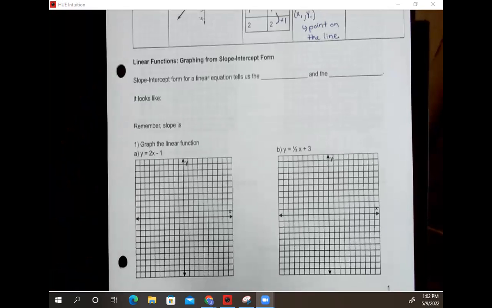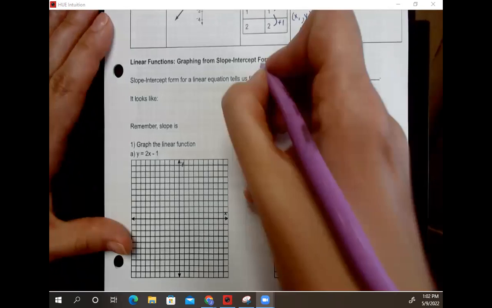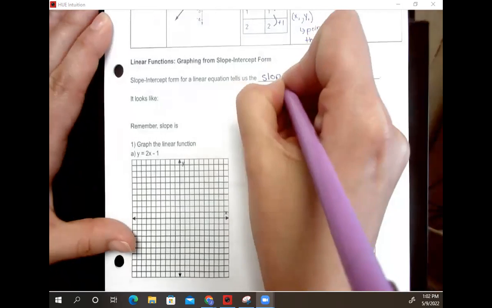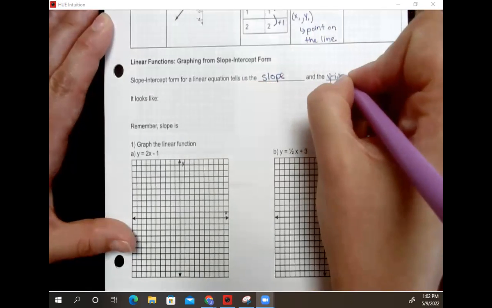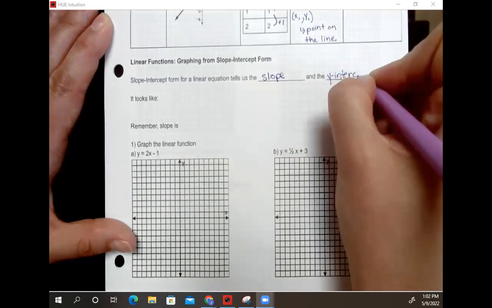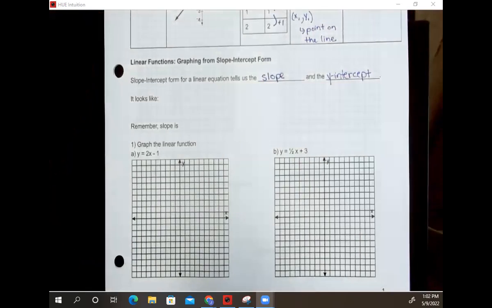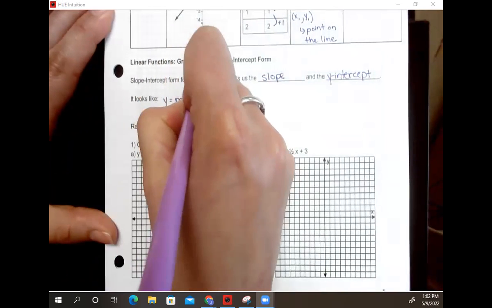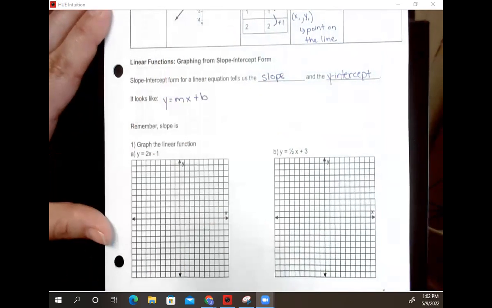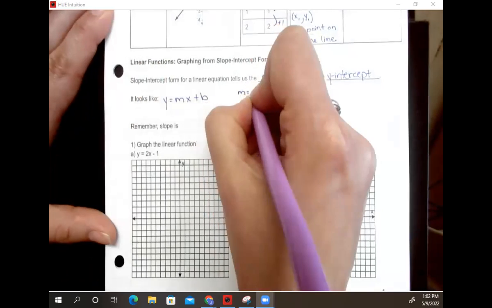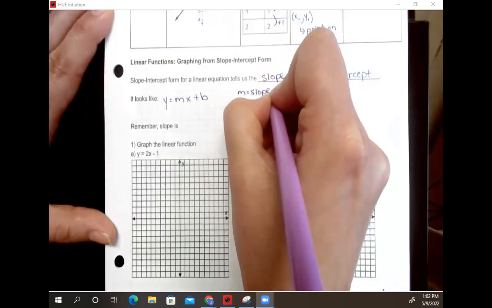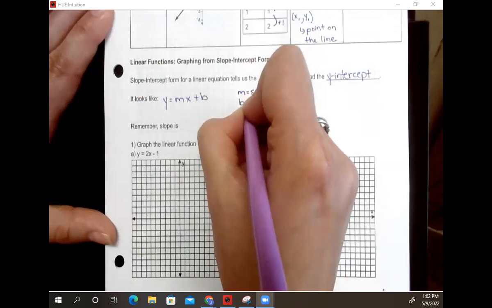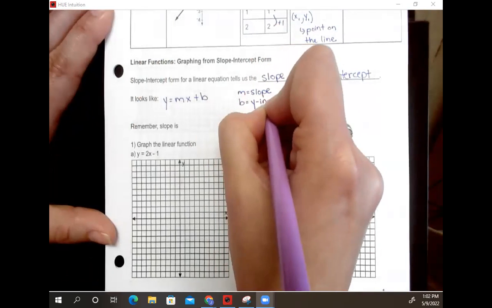So I know we just talked about this, but slope-intercept form for a linear equation tells us the slope and the y-intercept. Remember, the y-intercept is where our graph crosses the y-axis. So those 2 pieces of information are what we get from slope-intercept form. It looks like this: y equals mx plus b. I know we just saw it in that table above. And remember, m is the slope of our line, and b is our y-intercept.